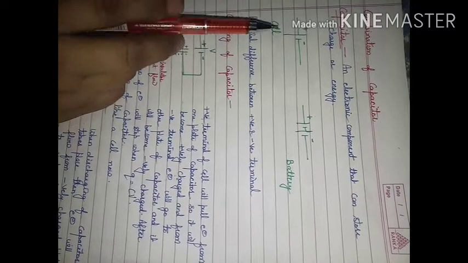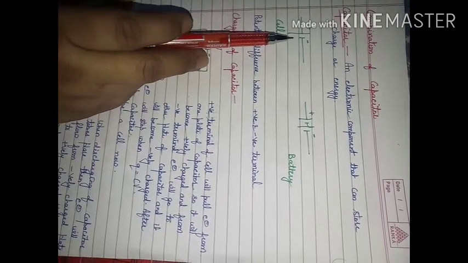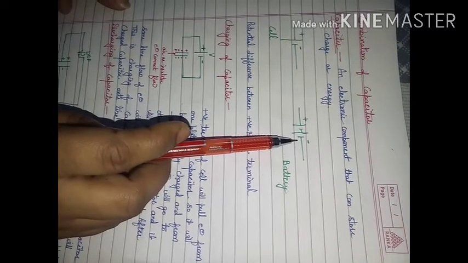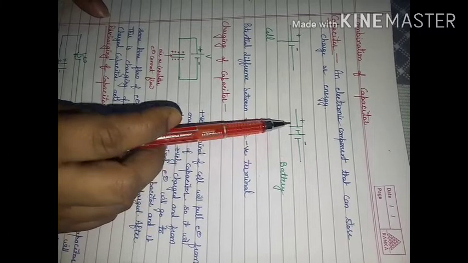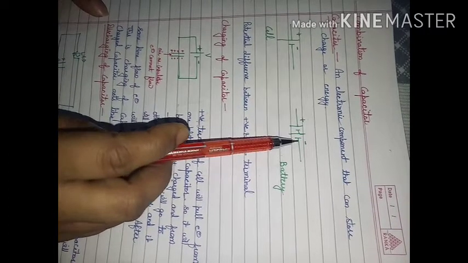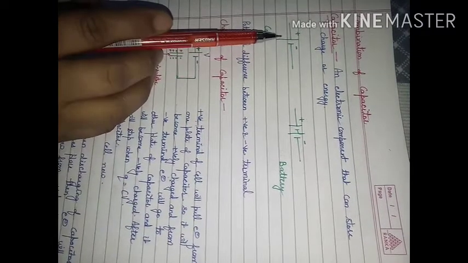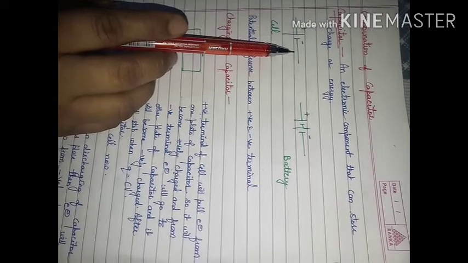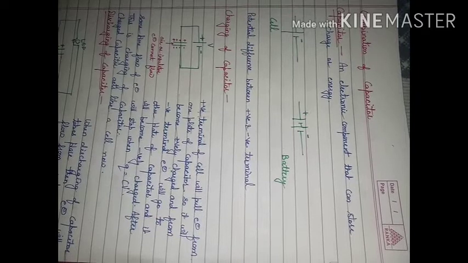This is the symbolic representation of a cell: one positive terminal, one negative terminal. And this is a combination of cells. When two or more cells are combined like this, the combination is known as a battery. The positive terminal is at higher potential, the negative terminal is at lower potential, so we have a potential difference between positive and negative.